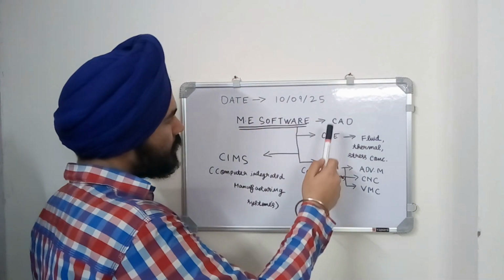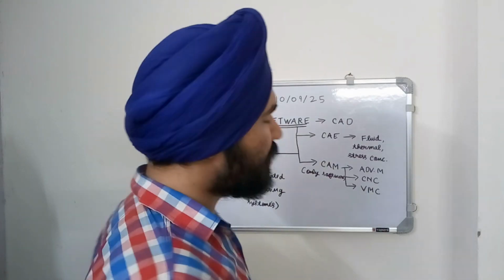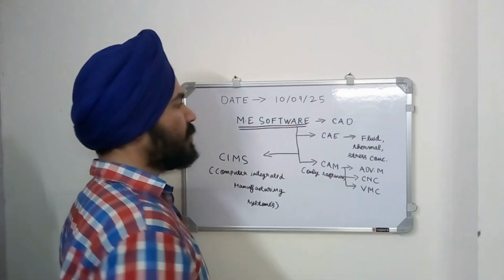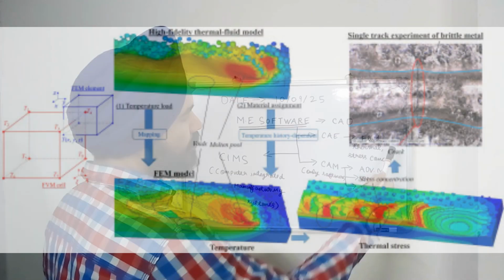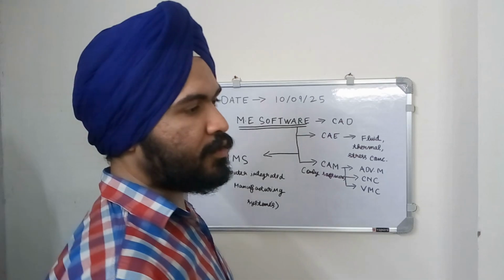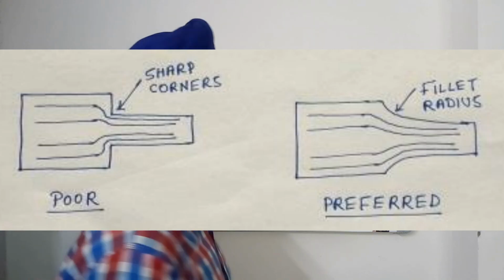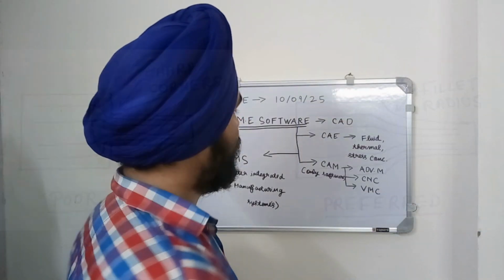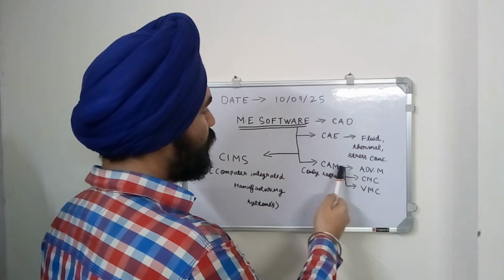Now if we talk about computer-aided engineering, here the mechanical parts which we have designed in compliance with standards, we can perform fluid simulations on them, thermal simulations on them, and check the stress concentrations at different edges and different parts of the entire part that we made using the CAD software in the first place.